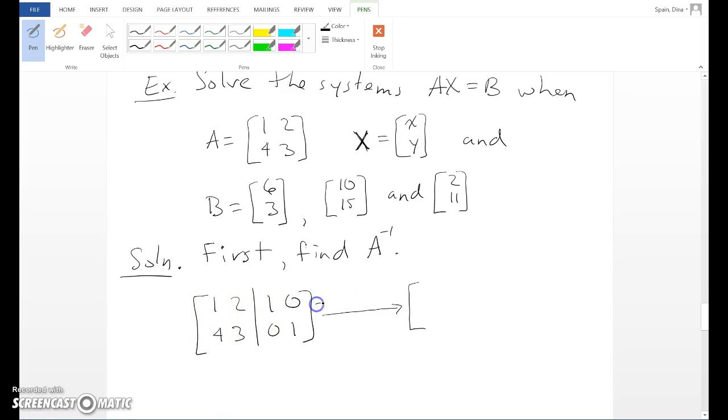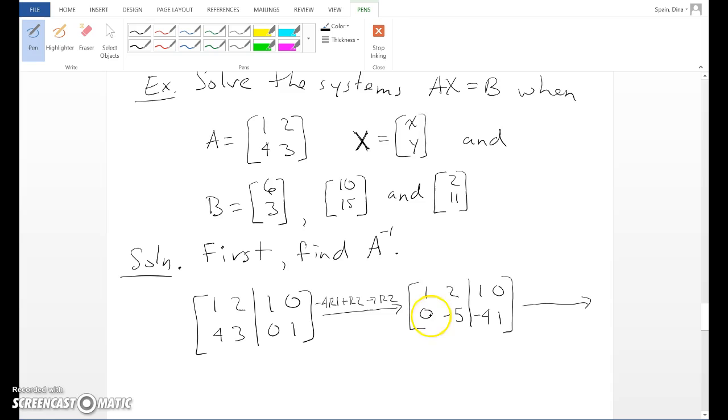Right, so I already have a 1 here, good. I need a 0 down here, so let's take -4 times row 1, add it to row 2, and we're going to replace row 2 with that. So row 1 is going to stay. -4 times 1 is -4, plus 4 is 0. -4 times 2 is -8, plus 3 is a -5. -4 times 1 is -4, plus 0 is -4. -4 times 0 is 0, plus 1 is 1. Alright, that's good.